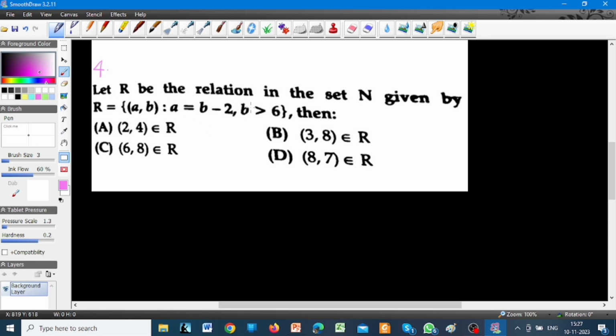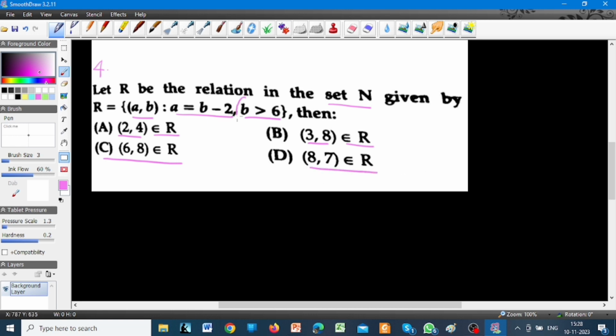Let R be the relation in the set N given by R equal to the set of all ordered pairs (A, B) such that A equals B minus 2, B greater than 6. Then the options given are: (2, 4) belongs to R, (3, 8) belongs to R, (6, 8) belongs to R, and finally (8, 7) belongs to R.